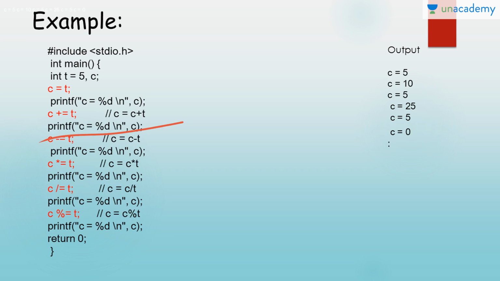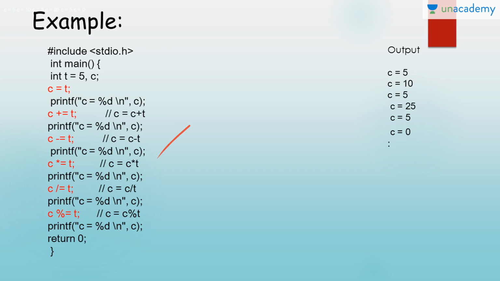Now go for C minus equals T. That means that C is equal to C minus T. We saw that C is equal to 10. So 10 minus 5 is 5. So C value is obtained as 5 after the subtraction process. So print C is equal to 5.